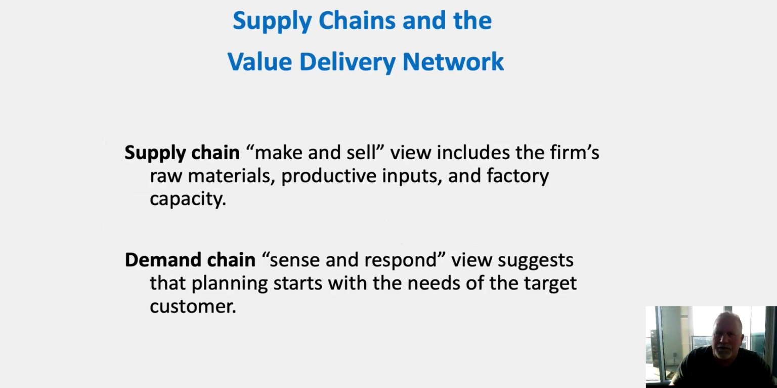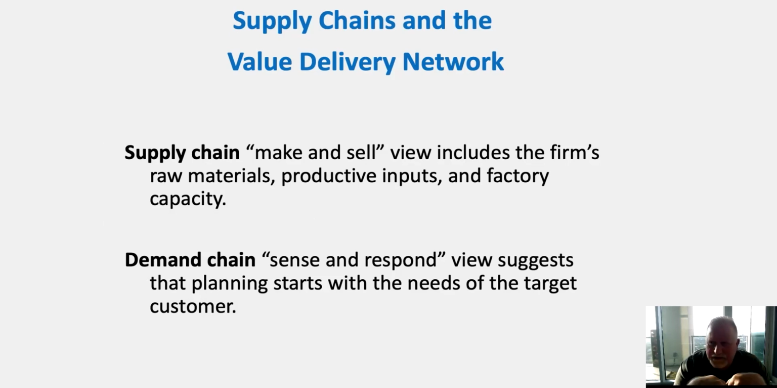Next, we'll talk about two important terms that we'll use quite a bit. The first is what we call supply chain, and then demand chain. The supply chain is how we make and sell. This view includes the firm's raw materials, productive units, and factory capacity. So this really comes at the concept of how do we supply the materials and the chain of materials that go into the actual production and manufacturing of our products.